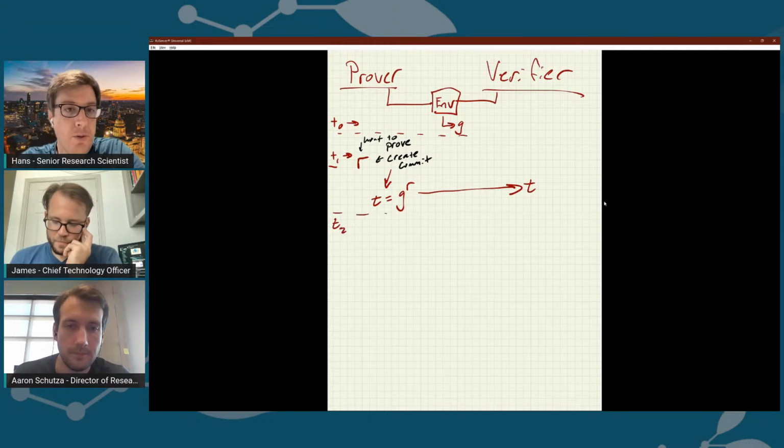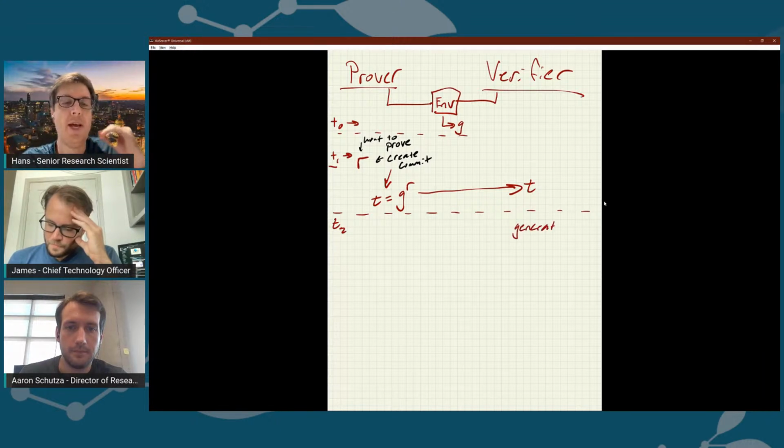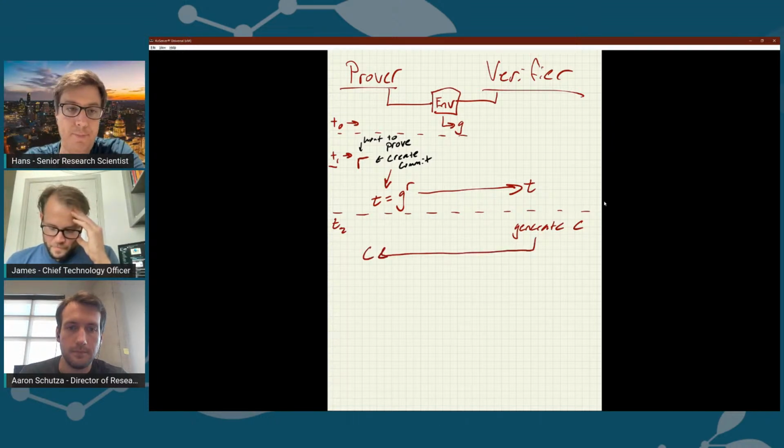Now at time t2, the verifier says, okay, I got your commitment t. I'm going to hold on to that. Let me send you a challenge. So they generate some random value, and they send that value c. So the challenge is c. So they generate a random value c, and they send that to the prover. So at time t3.